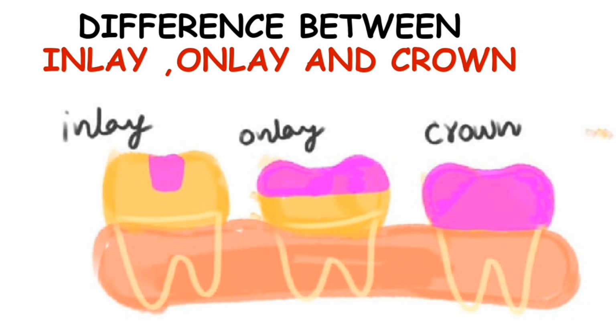So let's review them one by one. What is the difference between inlay, onlay and crown? You can easily tell. A crown is a restoration which covers the entire surface of the tooth. An onlay is a restoration that covers the cusps and also the occlusal surface of the tooth. But an inlay is a restoration that covers the space between the cusps, and it is an intracoronal restoration. It does not include the cusps of the occlusal surface.